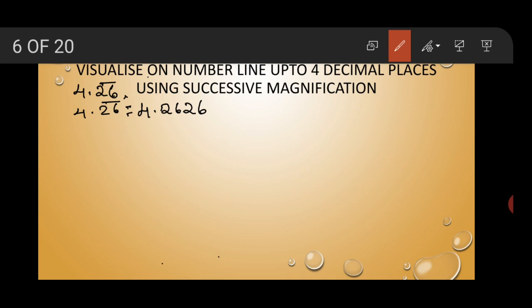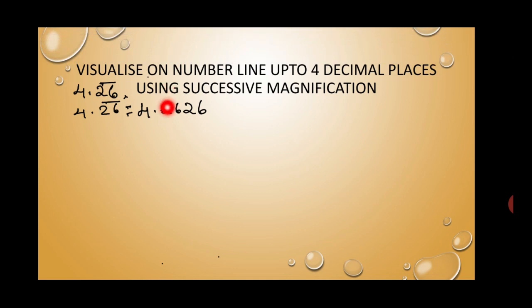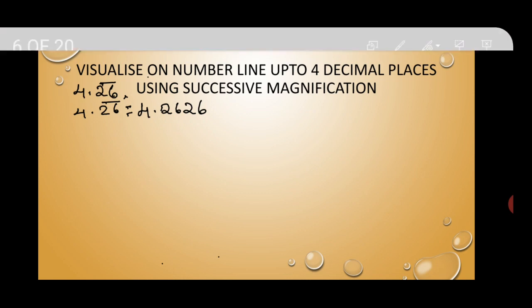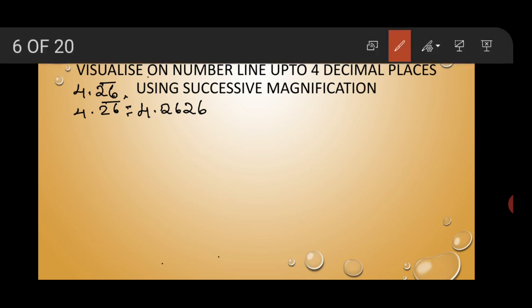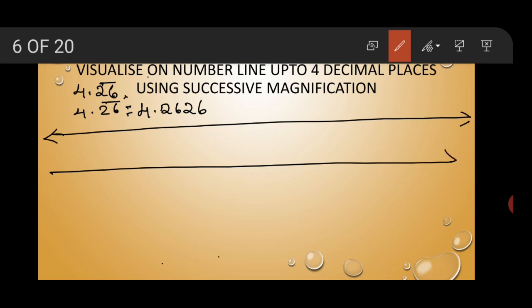Now you can easily know how many number lines we should draw. We need 4 number lines because after the decimal there are 4 digits. Draw 4 number lines using the scale.